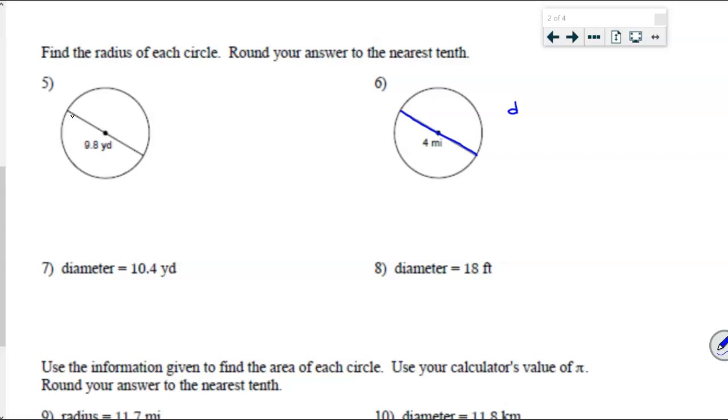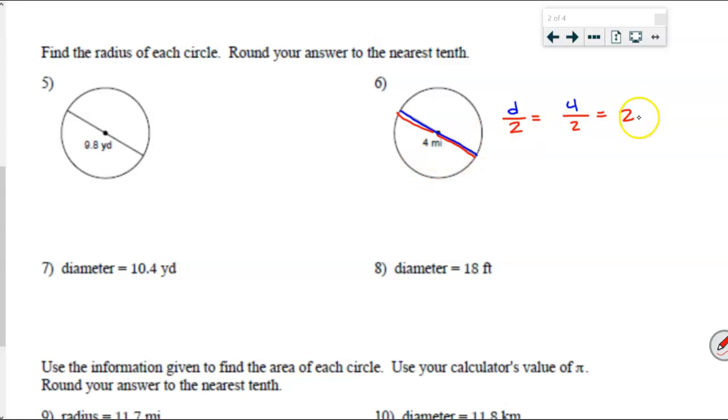Sophie, if I know the diameter, how do I find the radius? This is a radius. This is another radius. How many radii does it take to make a diameter, Sophie? 2. So if I give you the diameter, what do I do to find a radius? Divide it by 2. The diameter divided by 2 is equal to the radius, and in this case the diameter is 4. So 4 divided by 2 is equal to the radius, which is 2 units of measure.